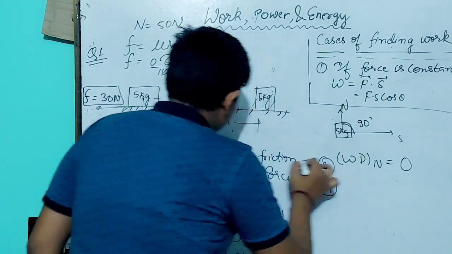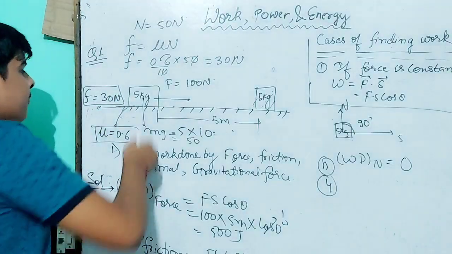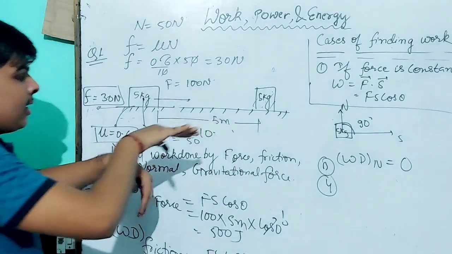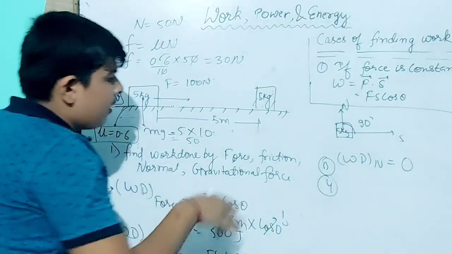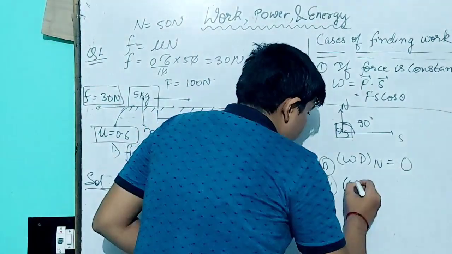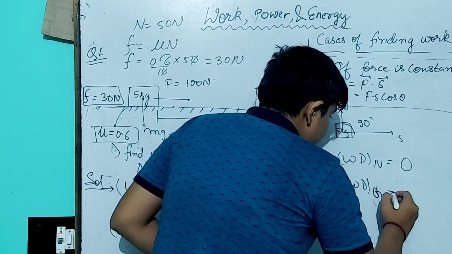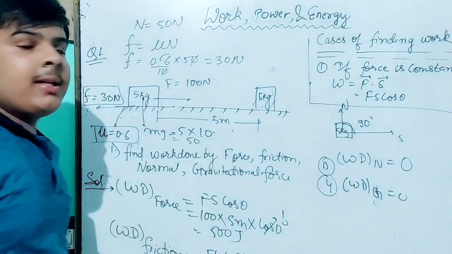And the fourth is work done by the gravitational force. Gravitational force is downwards and the displacement is ahead. So there is 90 degrees between them. So work done by gravity is also 0. Here we saw the work done by the gravity force.